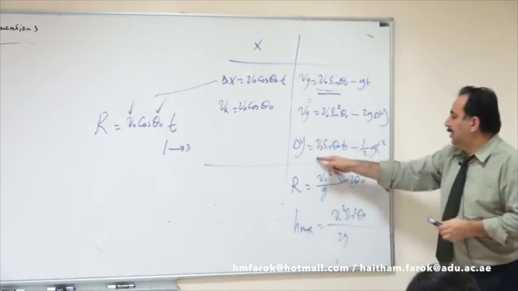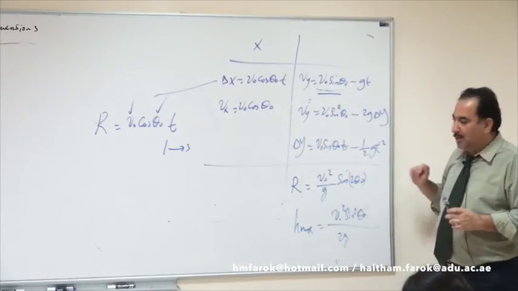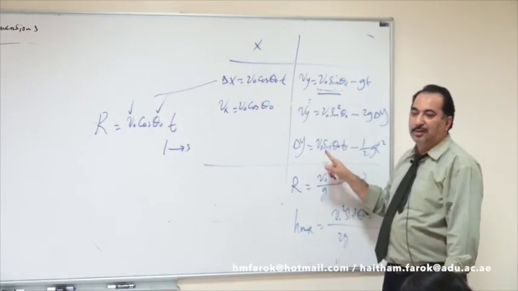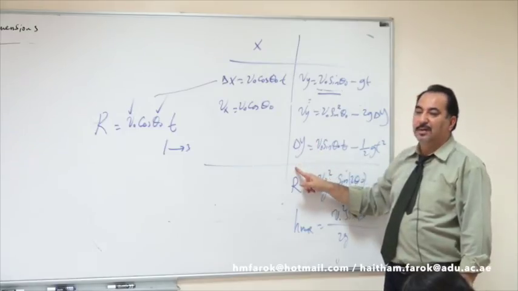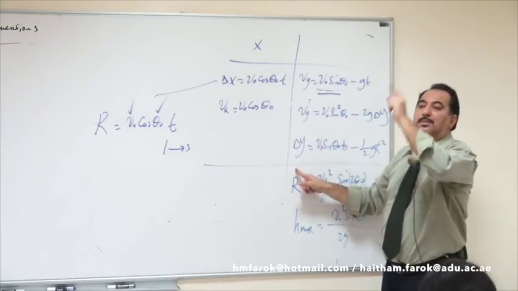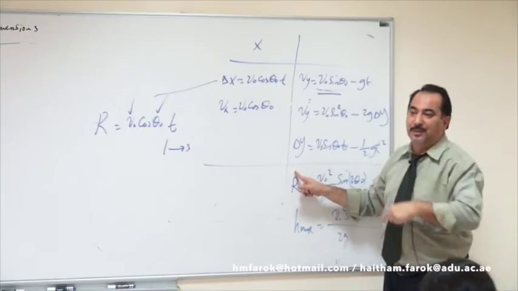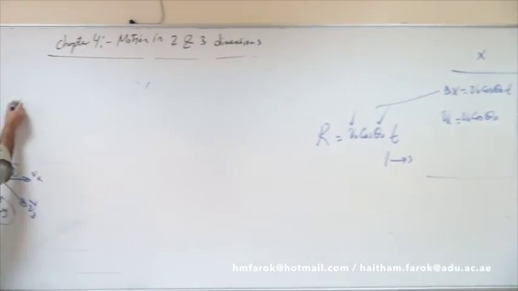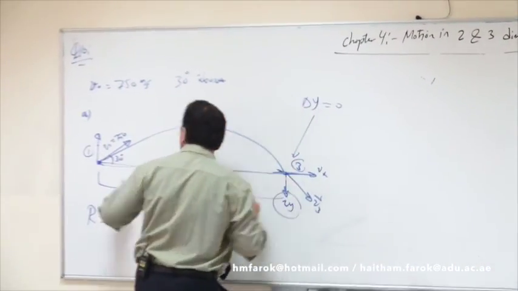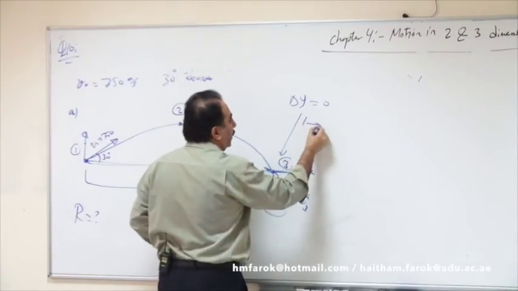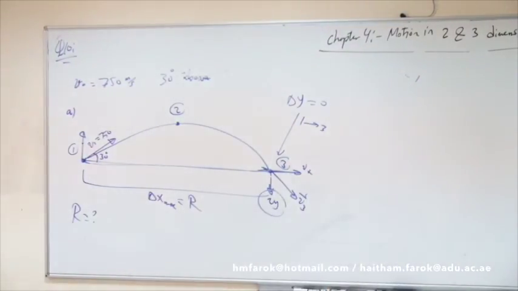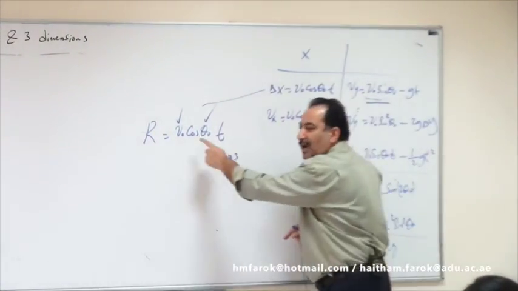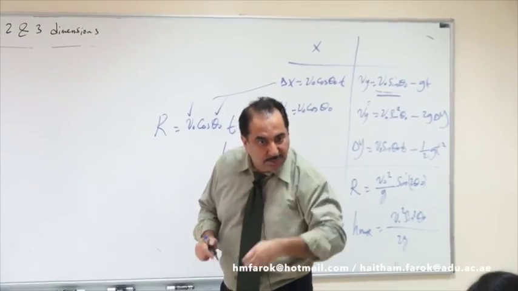Third method. This equation has time or not? Which time do I want? 1, 2, 3. So what do I have to know? V naught known, theta known. What else do I have to know? Which delta Y? From 1 to 3. What is delta Y between 1 and 3? Well done. So when you put delta Y equals 0, you're talking about 1 to 3. So if I put delta Y 0, it means I'm calculating which time? 1, 2, 3. And then you find it. I gave you 3 ways for one question.